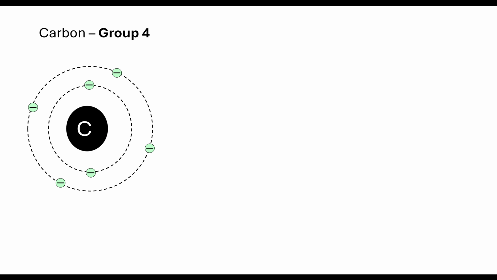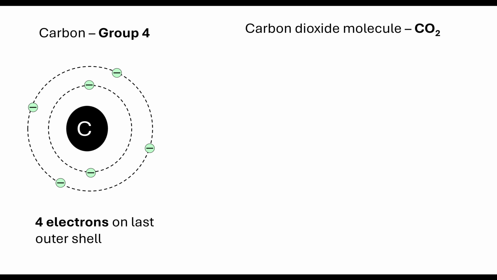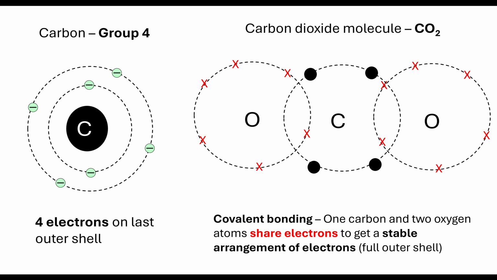Now let's have a look at carbon. Carbon is in group 4, so therefore we know it's got 4 electrons on its outer shell. If we were to look at a molecule of carbon dioxide, we know it's carbon with 2 oxygens because it's carbon dioxide. So if I have my carbon atom and I bring in my 2 oxygen atoms, what I know is that they are non-metals, so they are going to covalently bond together.